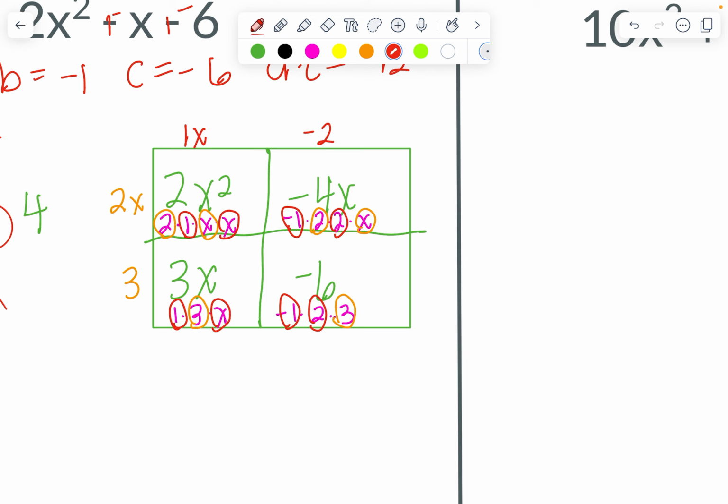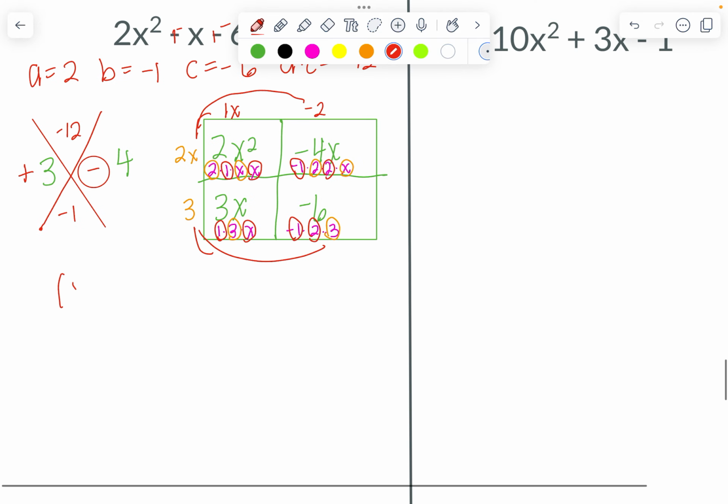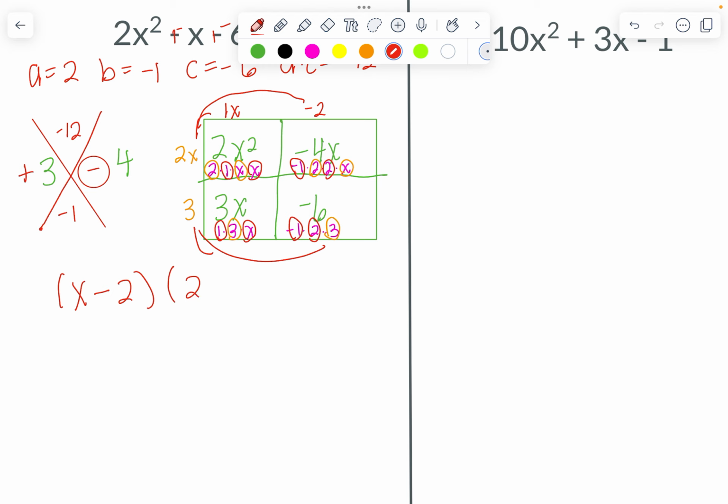So we can check our work here. 1x times 2x is 2x squared. Negative 2 times 2x is negative 4x. 3 times 1x is 3x. 3 times negative 2 is negative 6. So I know I did it correctly. My final answer then, x minus 2, 2x plus 3.